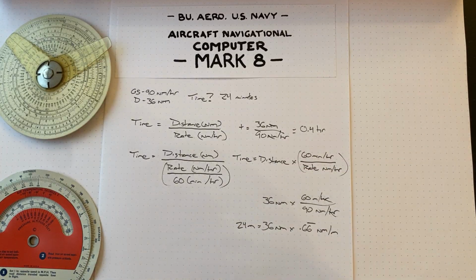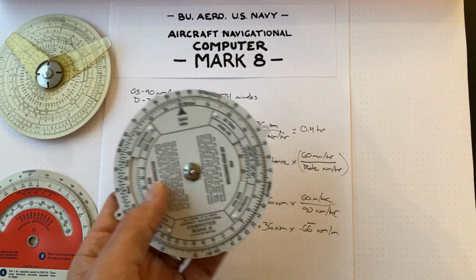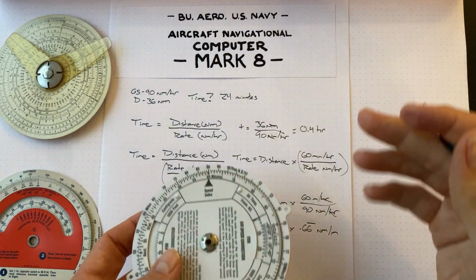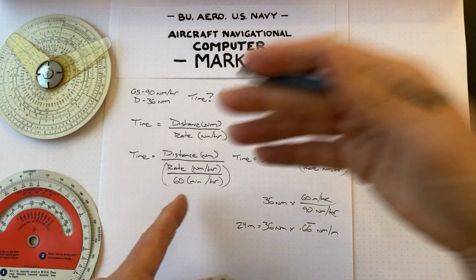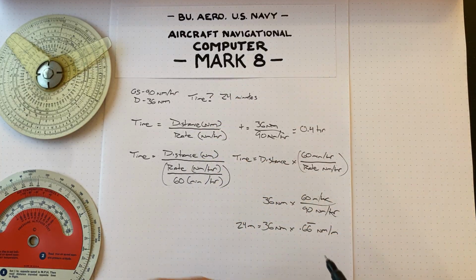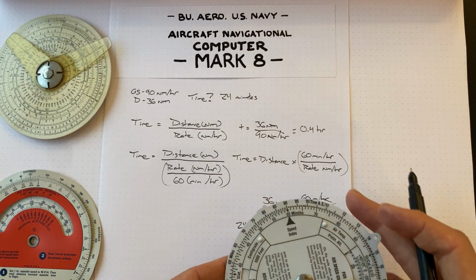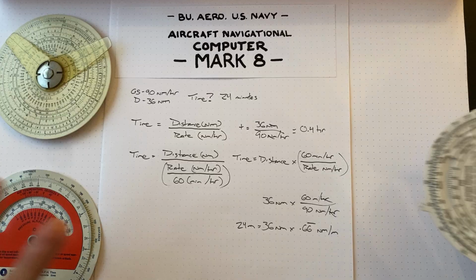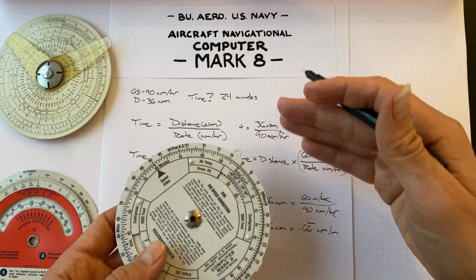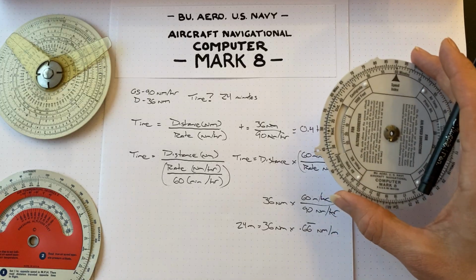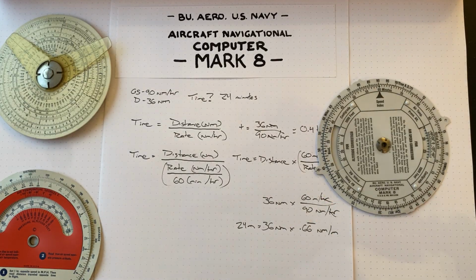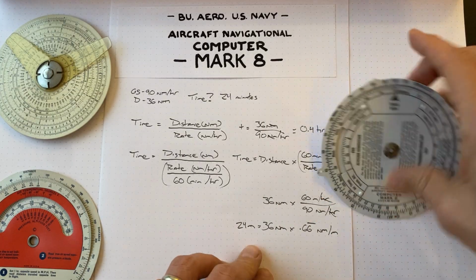So it may seem like a simple little device, but if you're wondering what's actually happening, it's more than just distance divided by rate. It's actually distance divided by rate divided by 60, so that we get our answers in something that we can use immediately, which is a number of minutes, which we can apply to the clock. Okay, so that's it for the Dalton Mark 8.